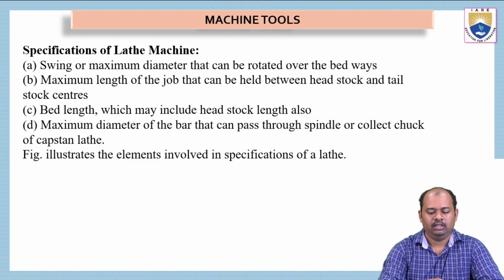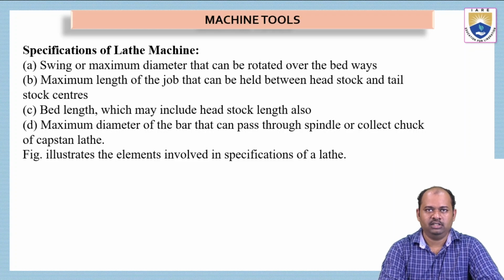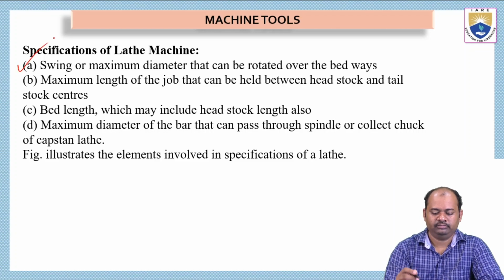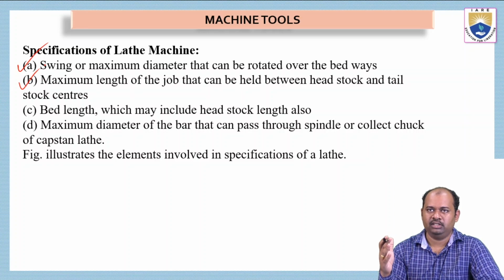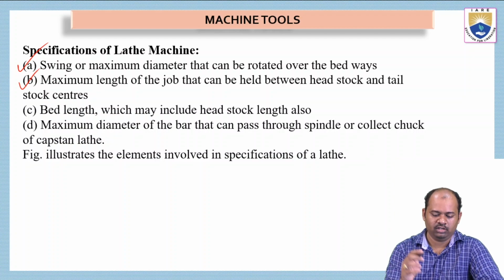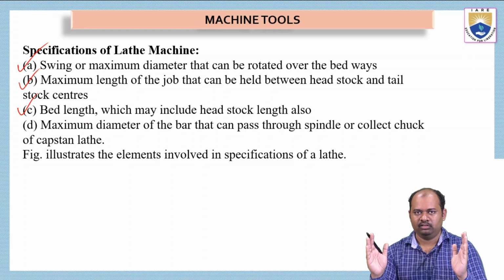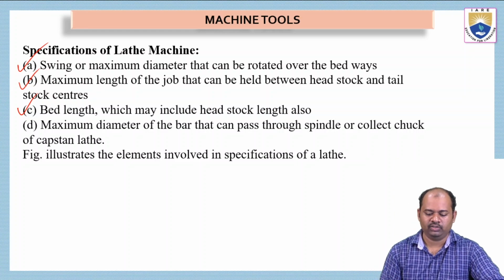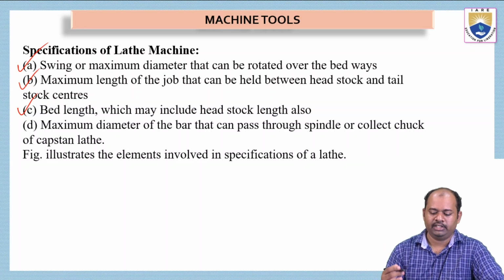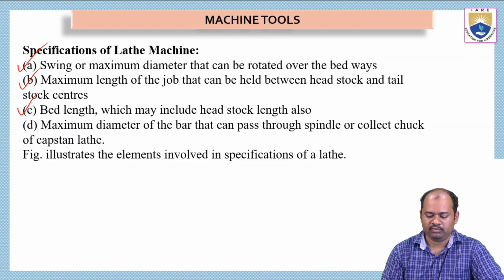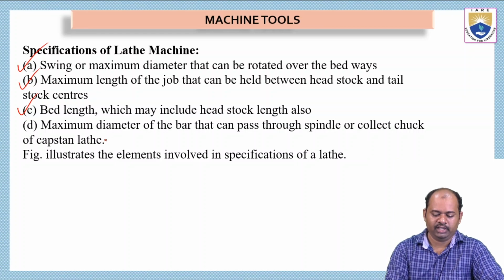Now let us see some specifications of lathe machines. First one is swing, and then B is the maximum length of the workpiece that can be held between headstock and tailstock. And then we have bed length, the entire length of the bed, which may include the headstock length. And then D, the maximum diameter of the bar that can pass through the spindle or collet chuck of the capstan lathe.